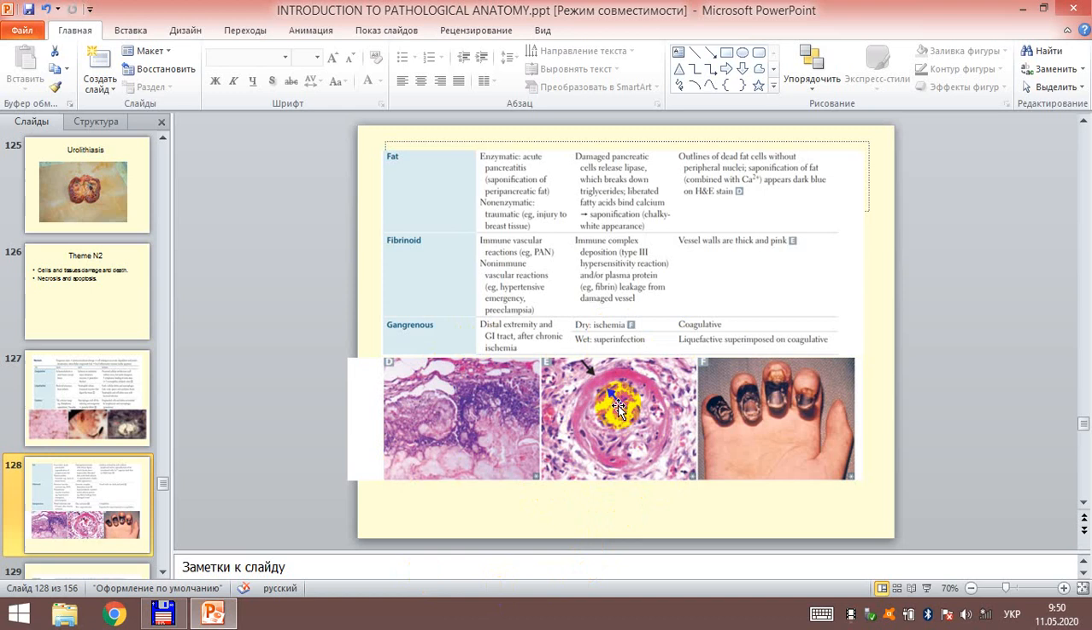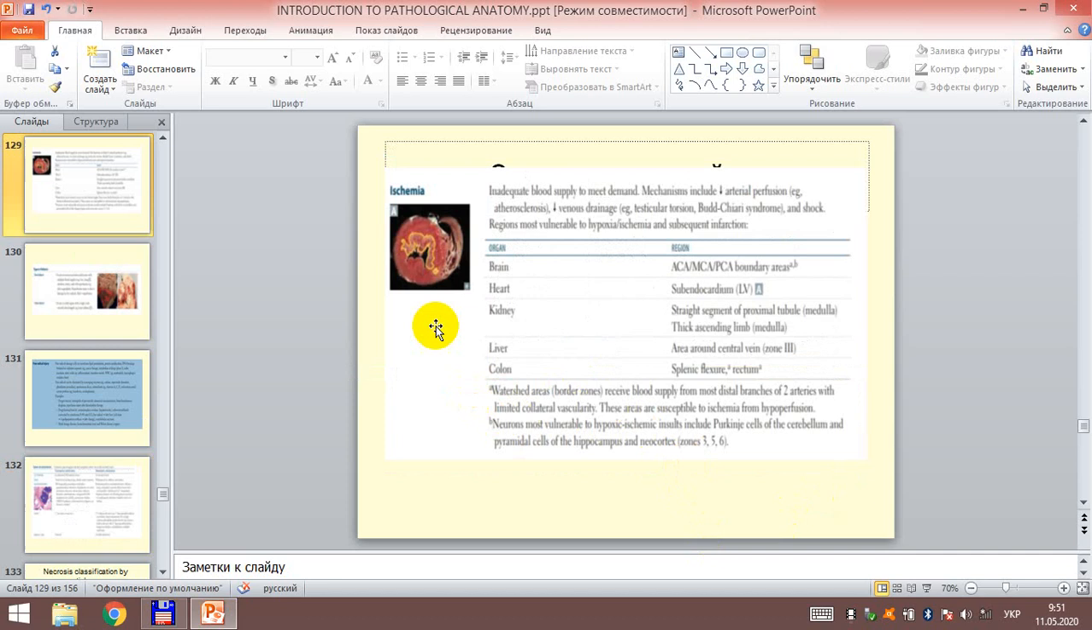Gangrenous necrosis, of the distal extremity and gastrointestinal tract after chronic ischemia. Dry variant: ischemia, coagulative necrosis; wet variant: superinfection, liquefactive necrosis with superinfection or coagulative. Ischemia variant developed necrosis.